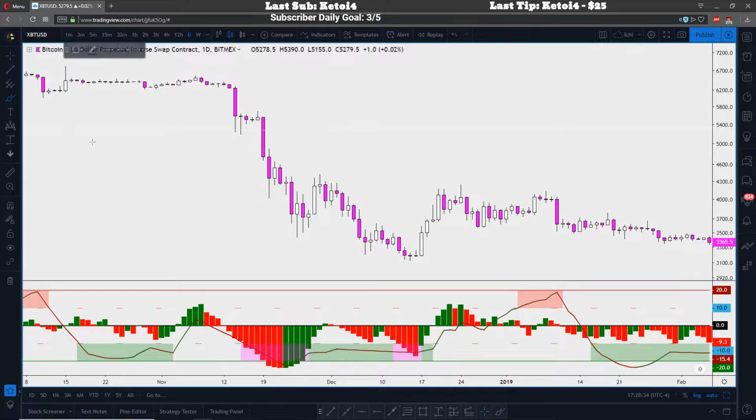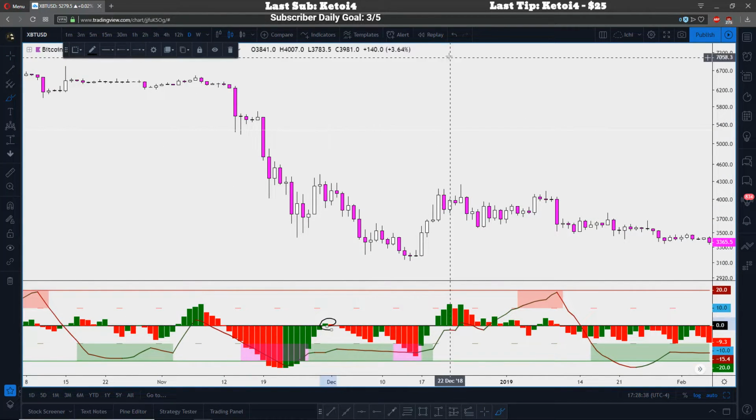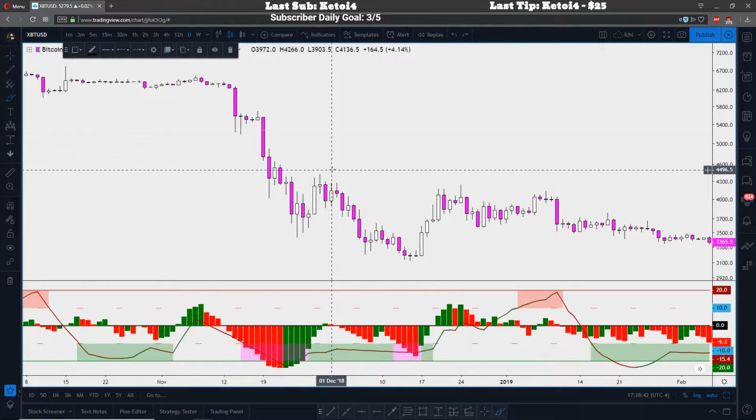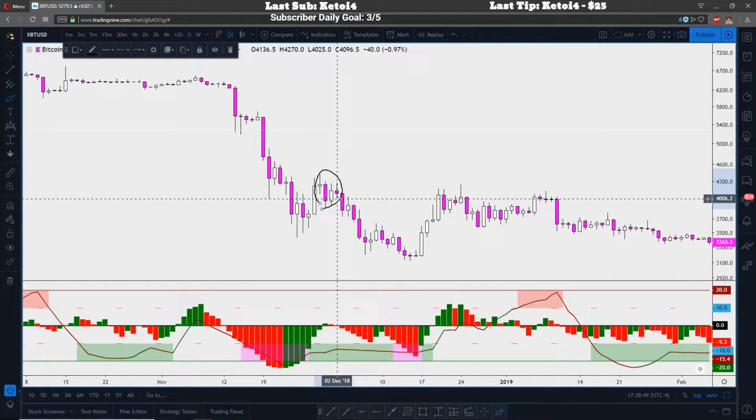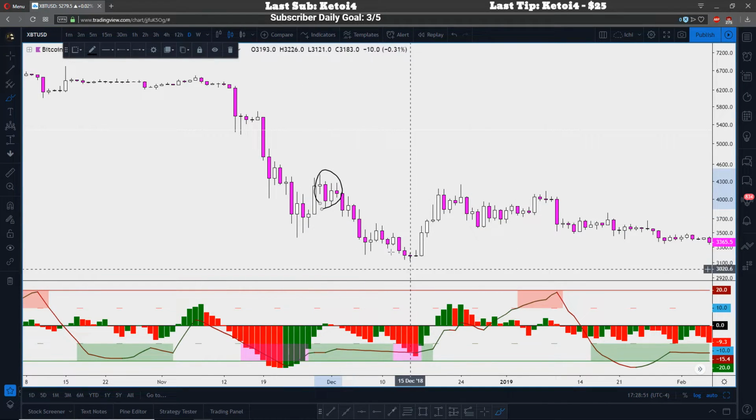As you see, once this triggers red, you see how it gets to 0? It doesn't get much above 0, and then it triggers red. Once this triggers red, like it does right here, you are shorting that. That is a bull trap. You're shorting the bull trap.